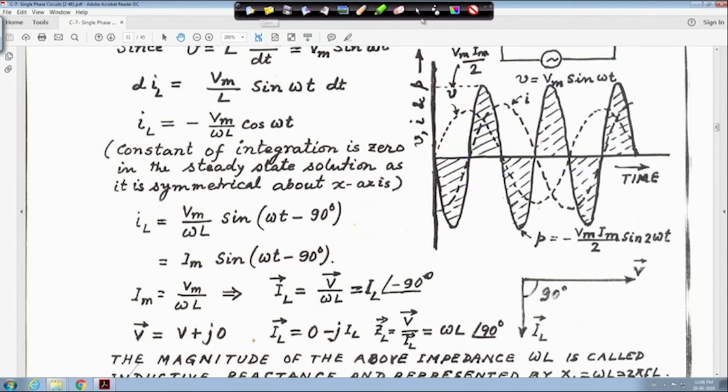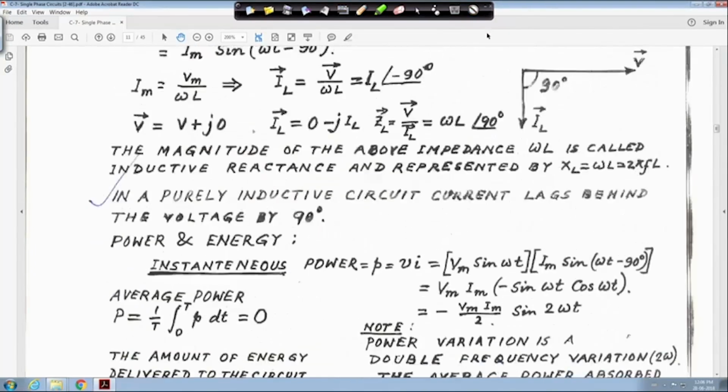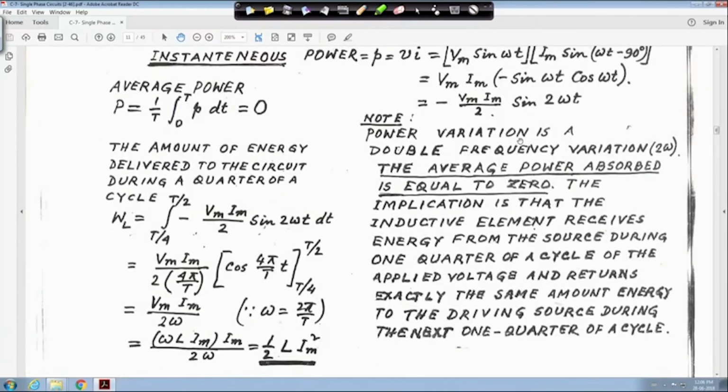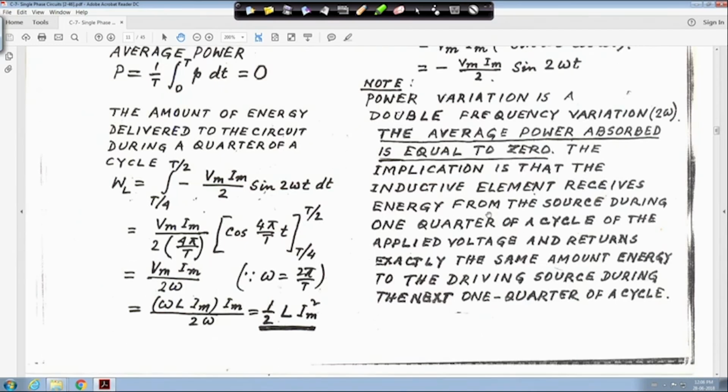So, let me clear it. That is what I have written here, that the average power absorbed is equal to 0. Please do this integration, it is a simple thing. The implication is that the inductive element receives energy from the source during 1/4 of a cycle. I told you that because in 0 to pi it is completing one cycle, so in 2 pi it is completing 2 cycles because it is a double frequency. That is why it receives energy from the source during 1/4 of a cycle of the applied voltage and returns exactly the same amount of energy to the driving source during the next 1/4 of the cycle, right.